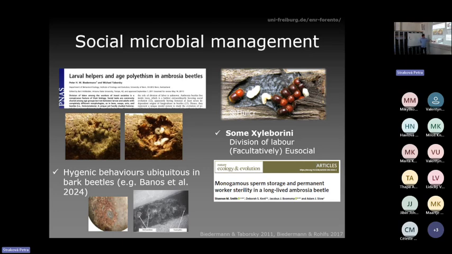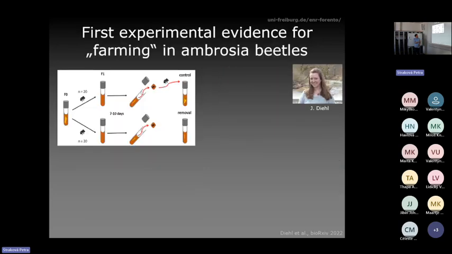In Ips typographus, it was discovered last year that they actually cover their eggs with pieces of sawdust that are full of specific bacteria, so that at the beginning, when the larva hatches, it's just feeding on this starter culture in a way, to get its first gut microbiome provided by the mother. Yeah. So there's social microbial management.